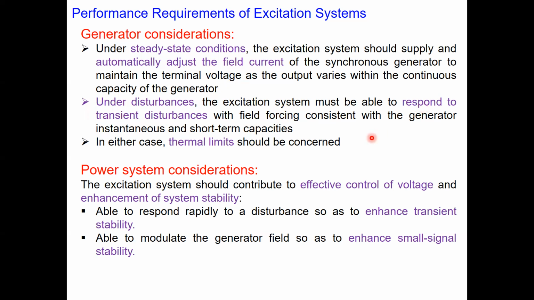So that means we want the performance of excitation systems not only against the steady state condition, but also whenever you have some severe disturbances. So your excitation system should be fast enough. The delay in the response of the excitation system should not be much. It should be very fast so that it can change the situation, and as per whatever the need you have, it can change the field current.